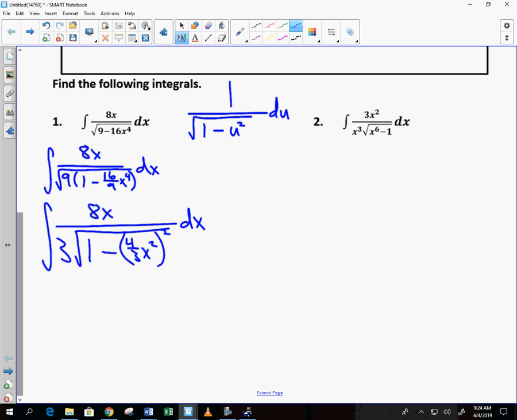Now, look at the form that you were trying to obtain: 1 over the root of 1 minus u squared du. What is u? u is equal to 4 over 3 x squared. What is du? Hey, do you have an 8/3 x dx? Do you see it? Isn't that convenient?